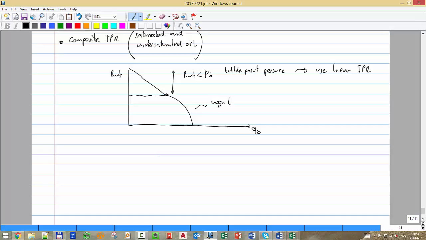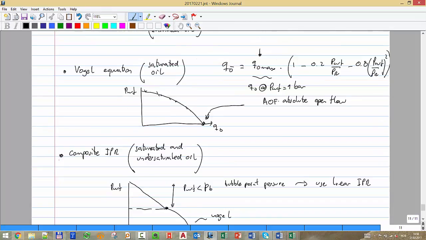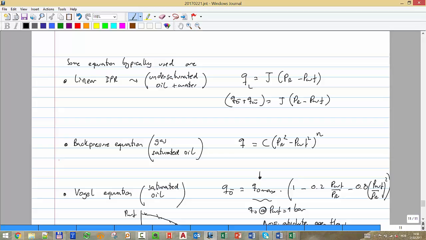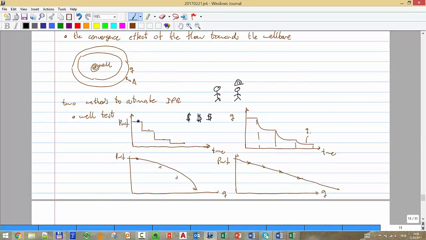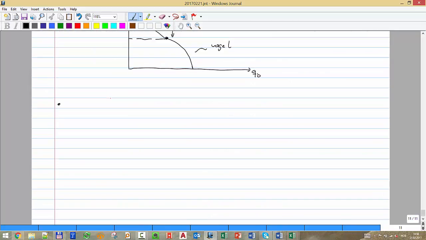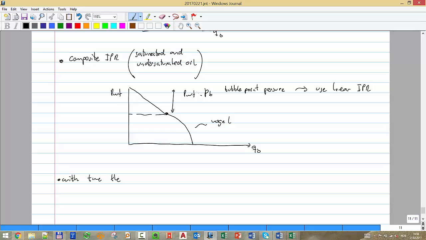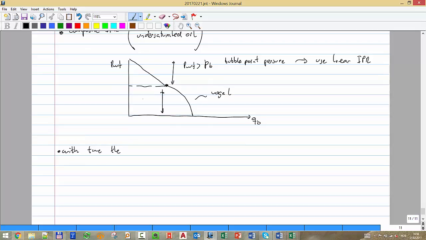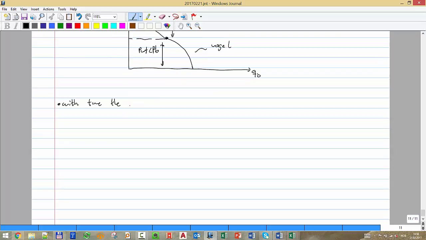So that's one way to calculate IPR, and I can use any equation. But remember, with time the IPR will change. So I have to run tests at every point in time that I want to analyze, and that costs money, with depletion or with time. Mira, yes? Should it be PWF higher than PB? Yep. Thank you. And here is for PWF less than PB. That's correct.